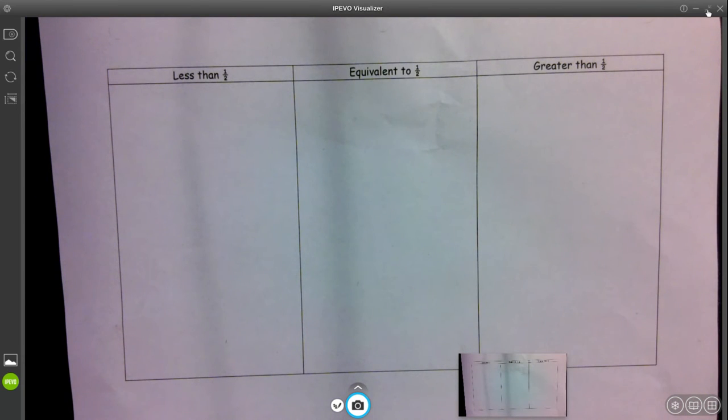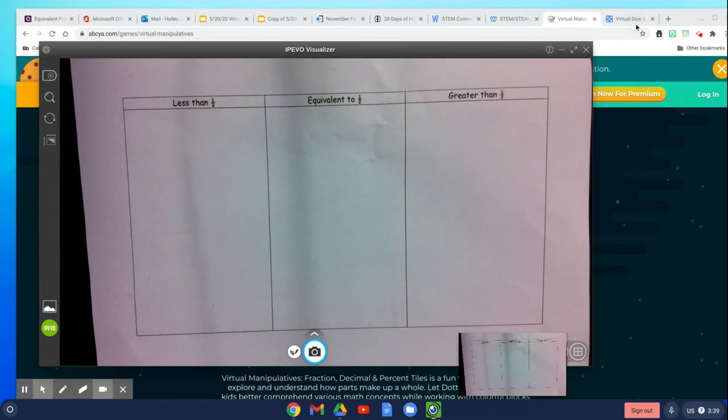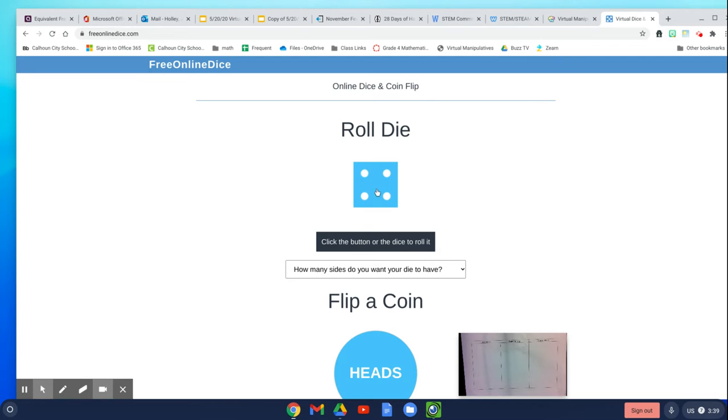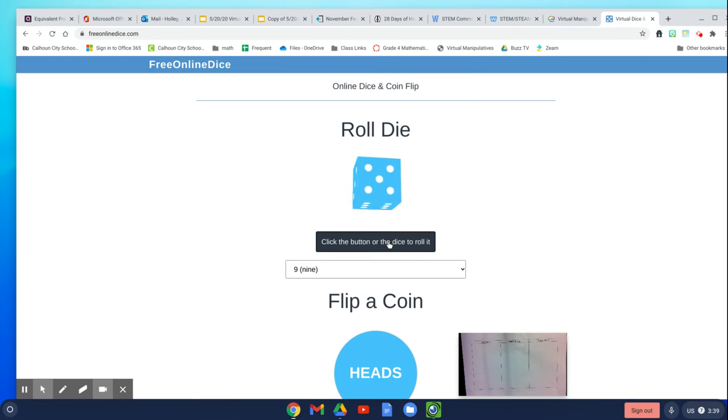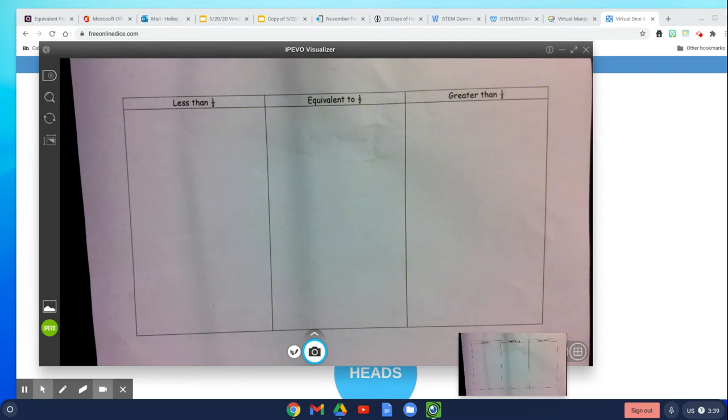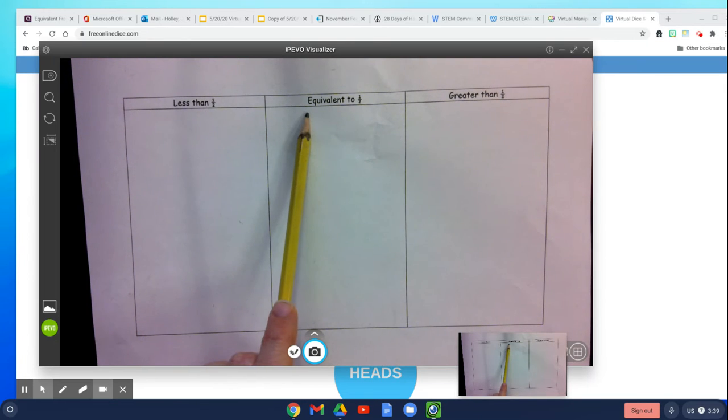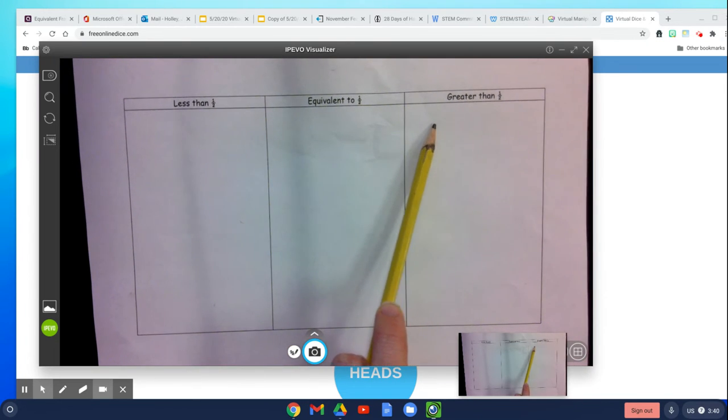And what you're going to do is you are going to roll the die, and I'm going to make it 9. I rolled it. I got a 9 and a 7. So my fraction is 7/9. So I have to think, where does it go? Is 7/9 going to go less than 1/2, equivalent to 1/2, or greater than 1/2?